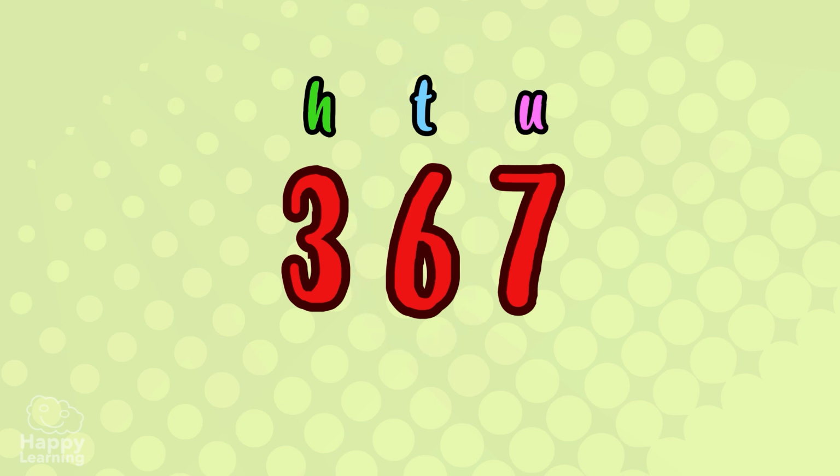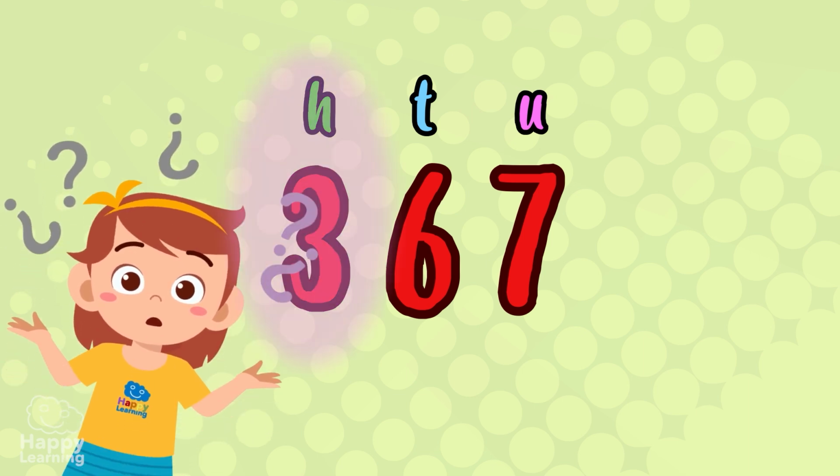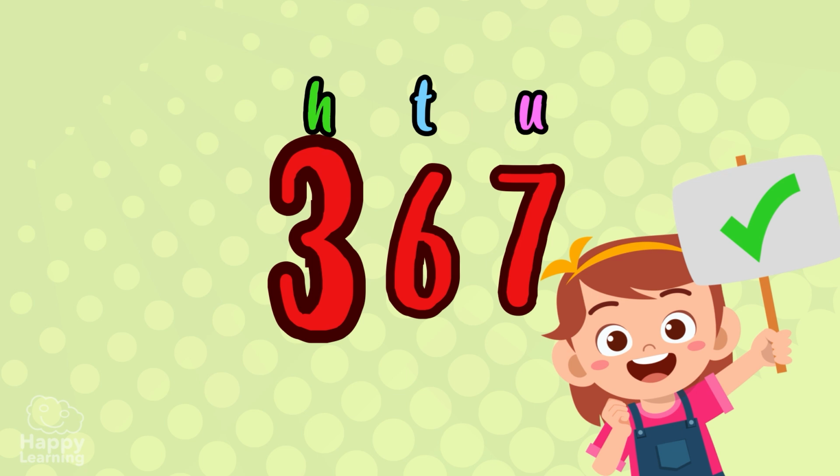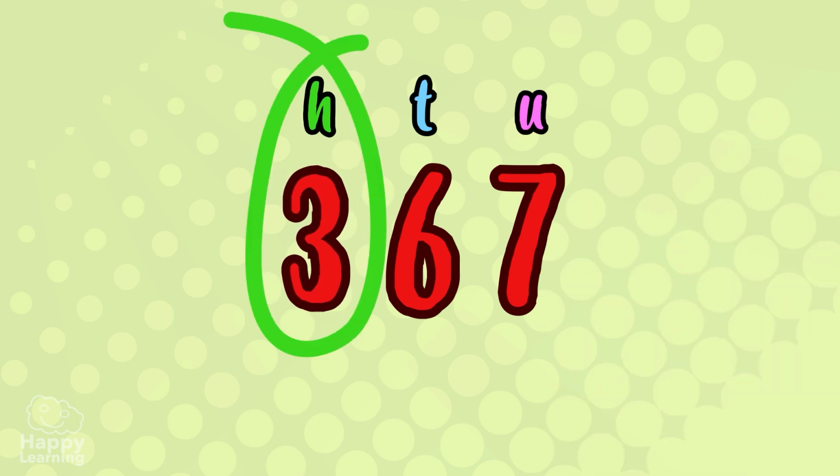And thirdly, how many hundreds do you see? Exactly, 3 hundreds. The hundreds are written in the third position, counting from the right.